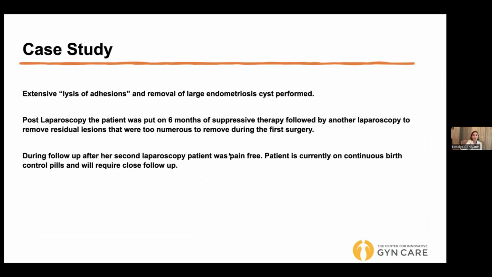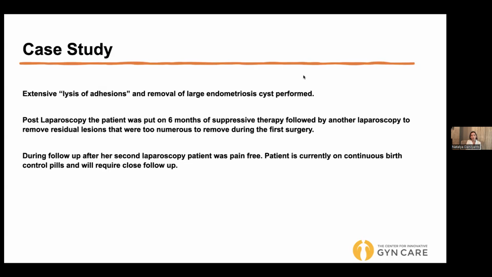So what we did was, and of course, a lot of scarring. So that's stage 4 endometriosis, where you have a lot of scar tissue and endometriosis spots. So there was a large endometriosis cyst on one of the ovaries. There was a lot of scarring.